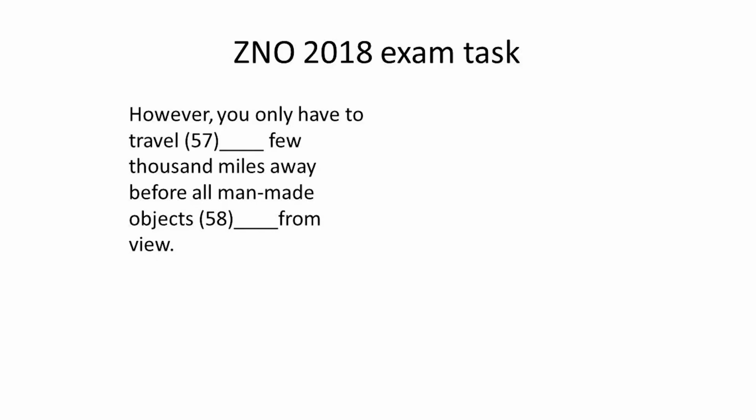What should we do first? What do you think? In my opinion, we should just read it without filling in, just a gap, and think about the main idea. That's right. It's the first step. For example, we have already read it: However, you only have to travel a few thousand miles away before all man-made objects from view. The next step.